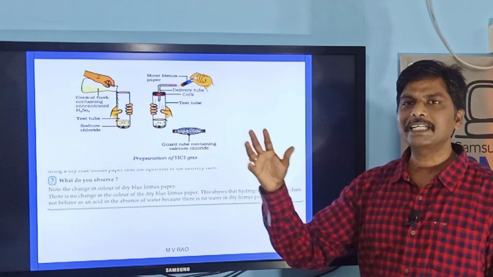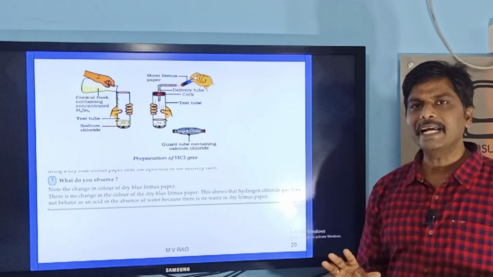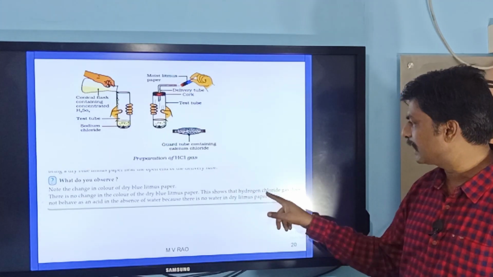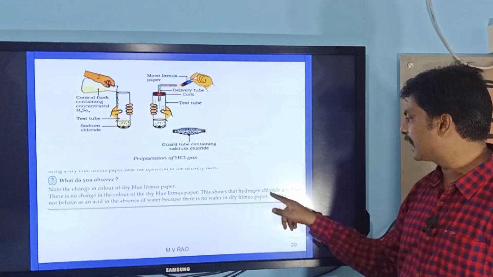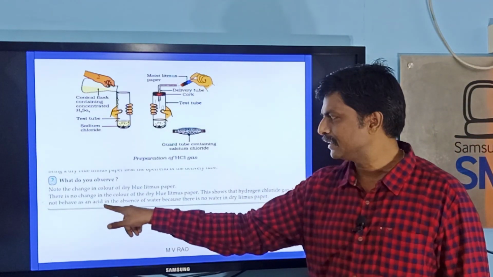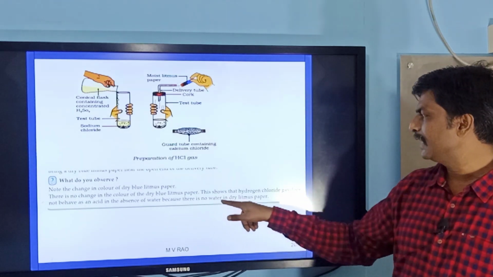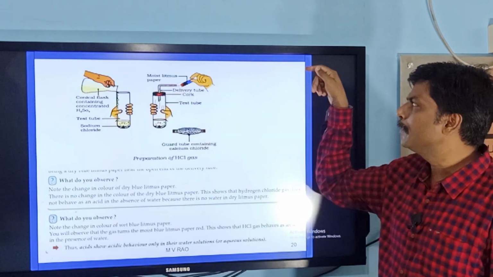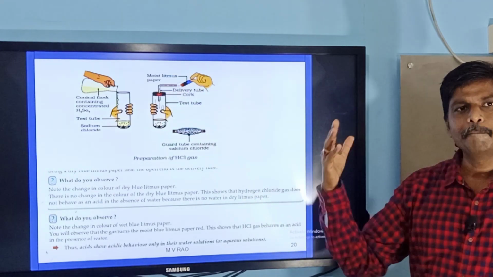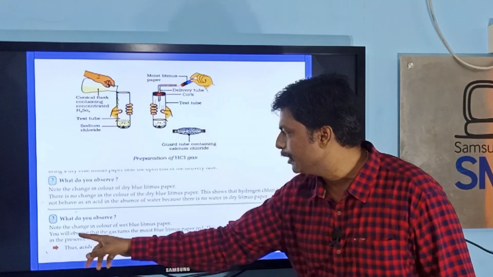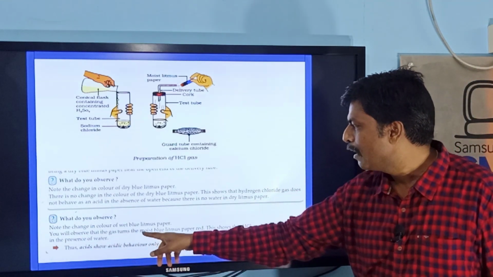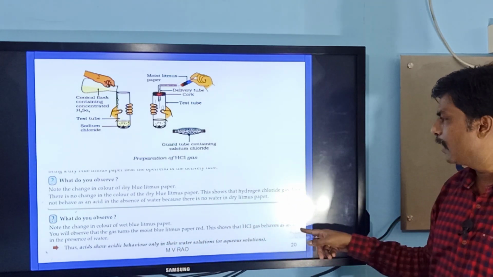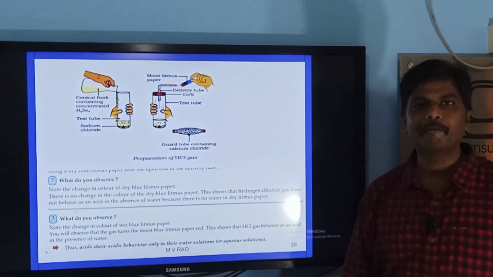Dry HCl is not an acid. You have to remember, dry HCl gas is not an acid. This shows that hydrogen chloride gas does not behave as an acid in the absence of water, because there is no water in dry litmus paper. If you keep moist litmus paper, it turns blue litmus to red. You will observe that the gas turns the moist blue litmus paper to red. This shows that HCl gas behaves as an acid in the presence of water.